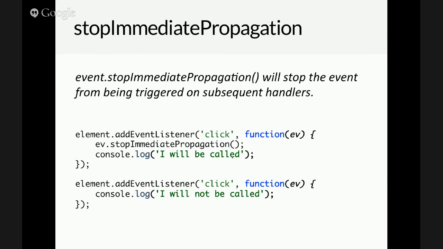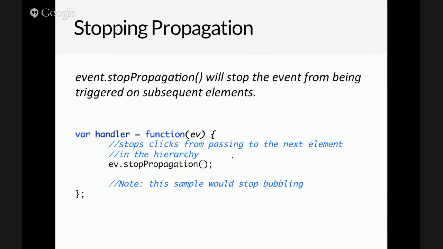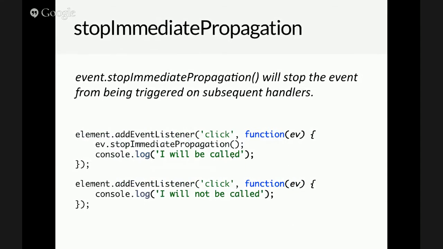And there's also event.stopImmediatePropagation that prevents any other handlers from being dispatched. So there's a difference between these. This stops the next elements' event handlers from being dispatched, but this stops any other future event handlers from being dispatched.